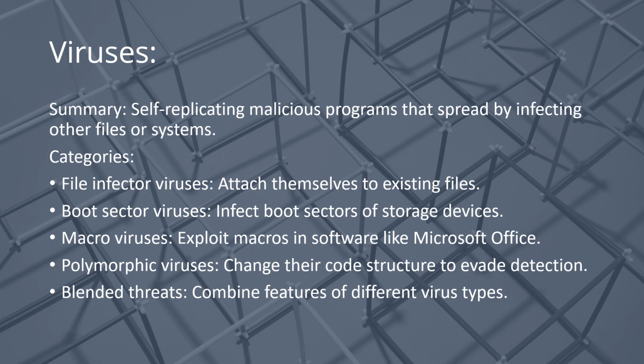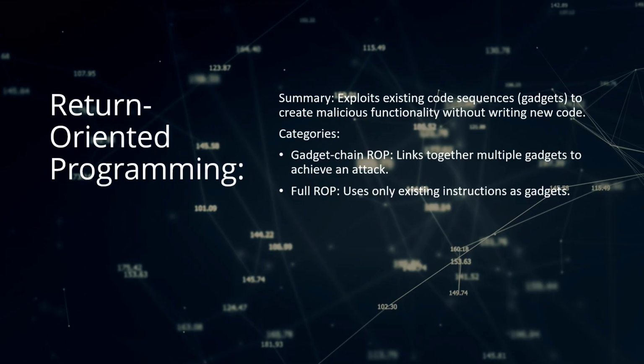I accidentally skipped one. Viruses are self-replicating malicious programs that spread by infecting other files or systems. The categories are file infector viruses, boot sector, macro, polymorphic, and blended threats. Return-oriented programming exploits existing code sequences to create malicious functionality without writing new code. You have gadget chain ROP and full ROP.